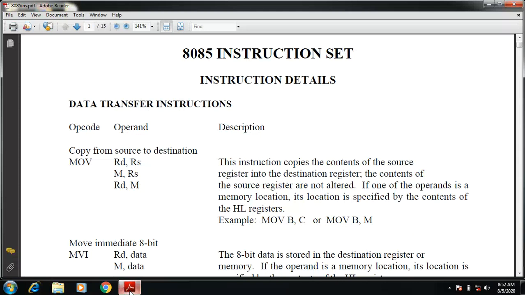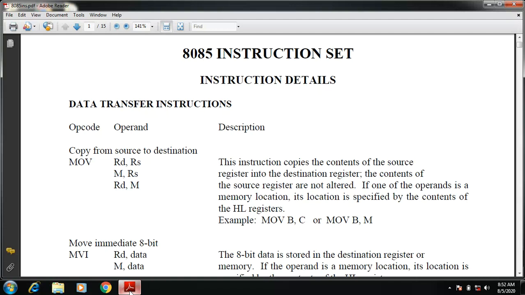So there are 5 types of instruction set in 8085. First one is data transfer instructions. Second one arithmetic instructions. Third one logical instructions. Fourth one branching instructions. Fifth one machine control and stack instructions. First we shall discuss about data transfer instructions.